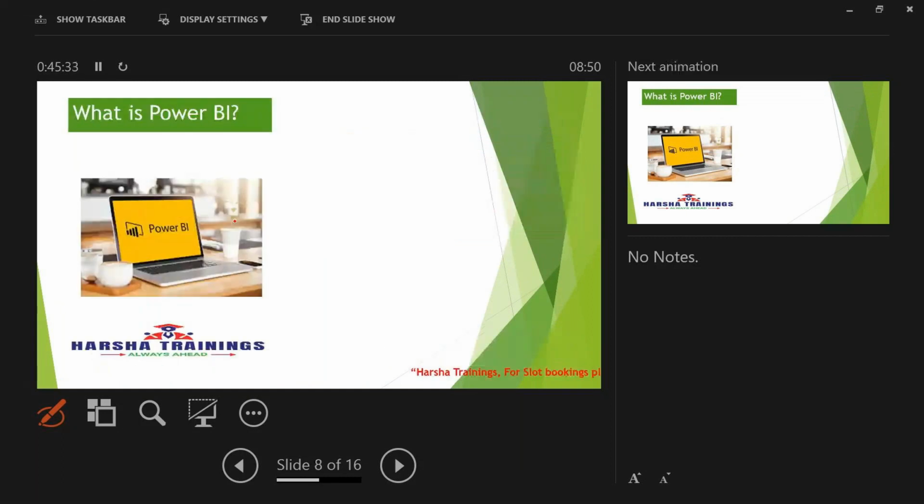Now, what is Power BI? Power BI is a business intelligence tool. When I say BI, it means business intelligence. The Power BI is a business intelligence tool which is launched by Microsoft. We know that because we just saw it in the history, right? Now, what can it do for me? It is a business intelligence tool.